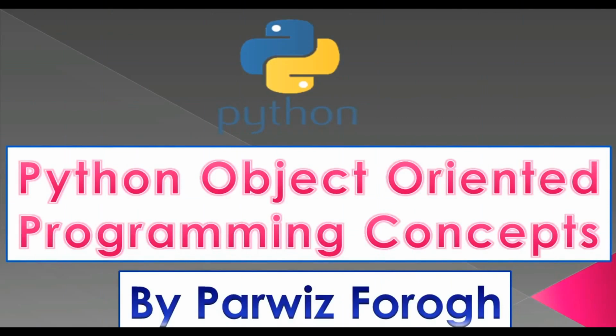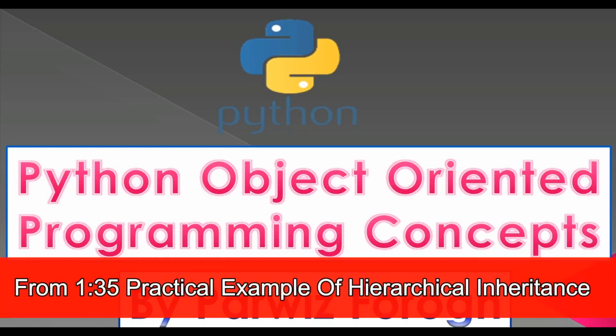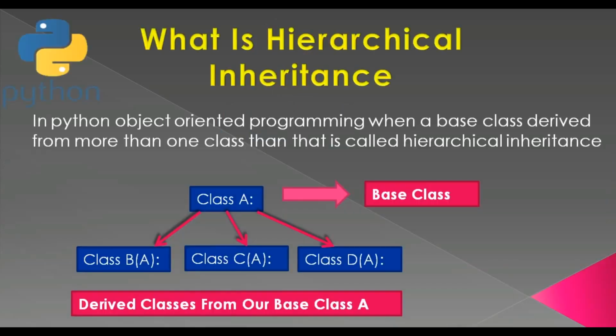Hello YouTubers, I'm Parvez, and this is our 21st video in Python 3 programming language, and our 7th video in Python object-oriented programming concepts. In the previous video we learned about the super function in Python object-oriented programming. In this video we are going to talk about hierarchical inheritance. In the previous videos we learned about inheritance, multiple inheritance, and multi-level inheritance. In this video we are going to talk about and also create an example of hierarchical inheritance.